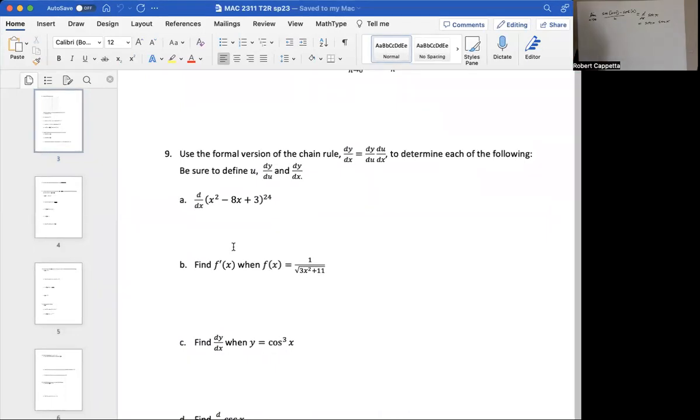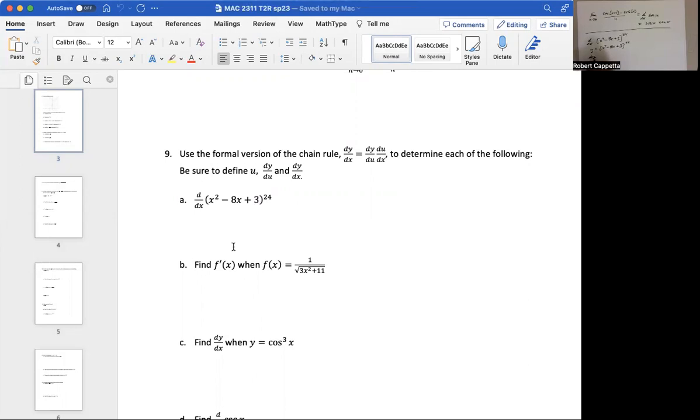Number 9. I have d/dx of (x squared minus 8x plus 3) to the 24th power. So y equals that stuff, (x squared minus 8x plus 3) to the 24th power.